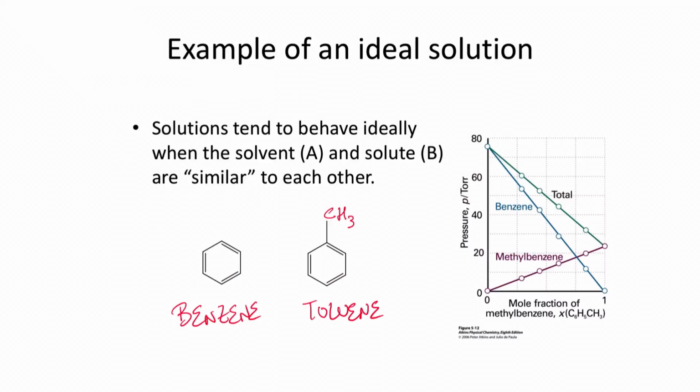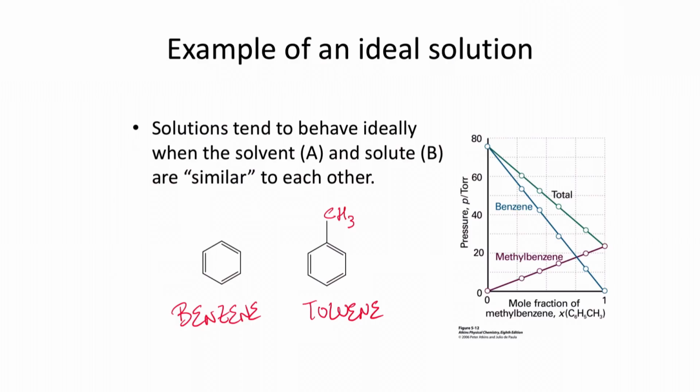The point is that if the solute and the solvent are similar to each other chemically, I would expect the solution to behave ideally, right? The more similar the solute and the solvent are to each other in terms of their structures, the more likely they are to interact ideally. And so you can see on this graph here, where I have my pressure on the y-axis and the mole fraction of toluene on the x-axis, each of these points fits Raoult's law pretty well, right? It's linear here for methylbenzene or toluene. It's linear here for benzene. And if I add the two curves together, I get my total curve, which is really pretty close to a straight line.